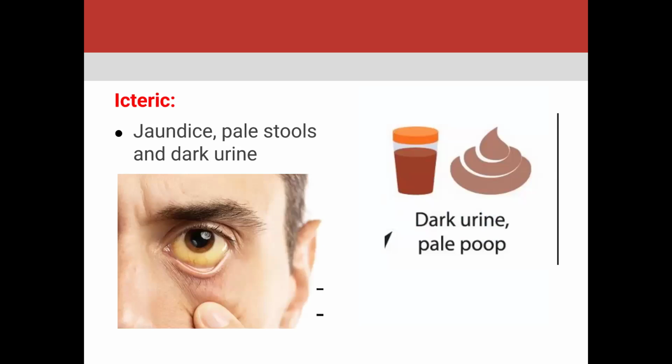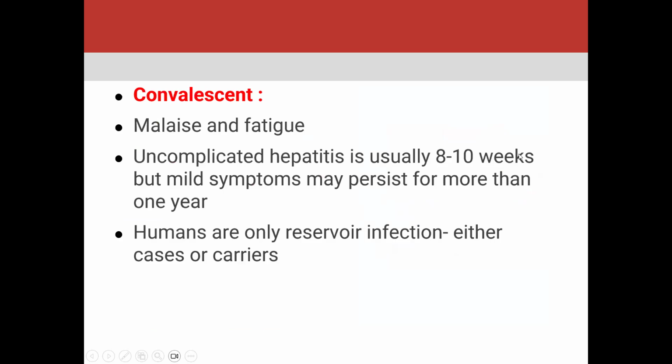Next, the second phase, the icteric phase, where we can see jaundice in the patients, such as yellowing of the sclera. Yellowing of the skin also we can see, and we can see pale stools and dark urine. Next, the convalescent phase. The convalescent phase is a long phase.